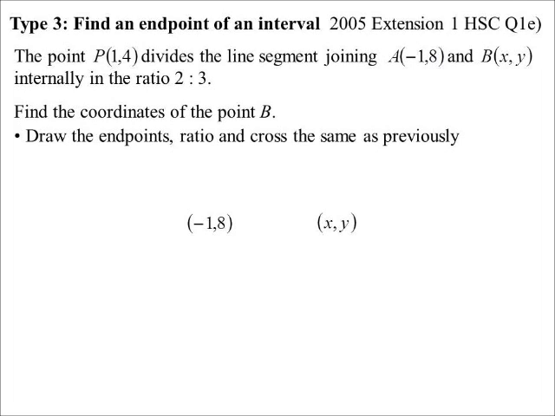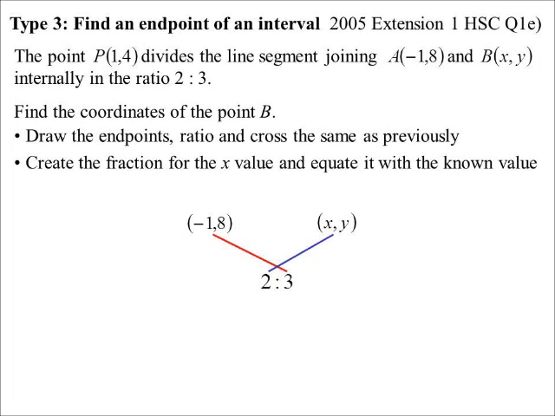Write down the points, but this time the second point's x, y. I don't know what it is. Ratio is 2, 3. Draw in my crosses. But see, this time I know what the answer is going to be. I'm going to create some equations. So I'll do the x value first. So the x value, the answer, where is it? There it is. The answer is 1.